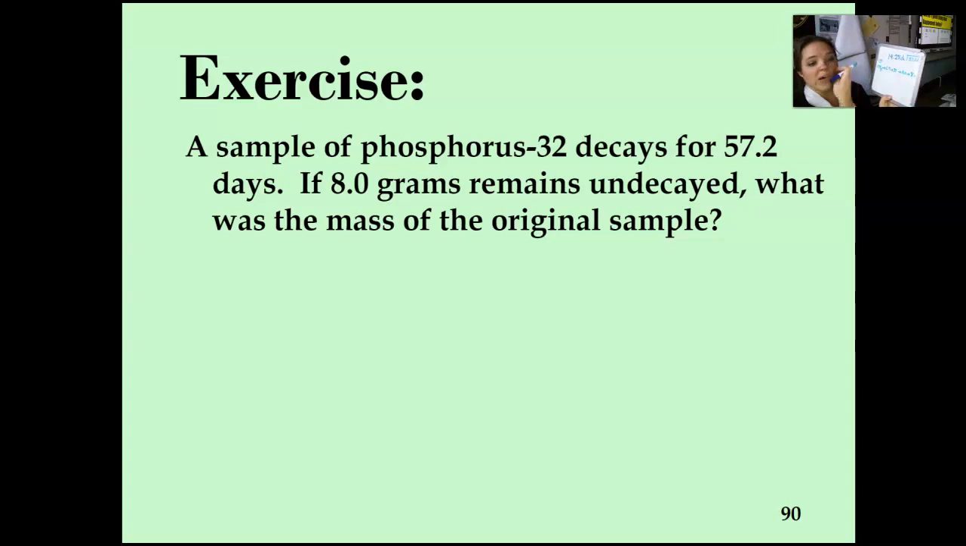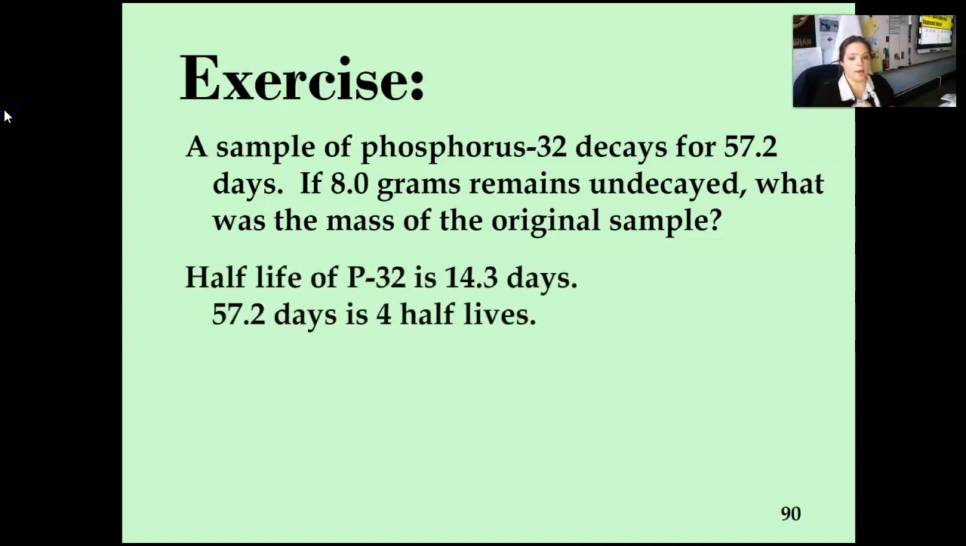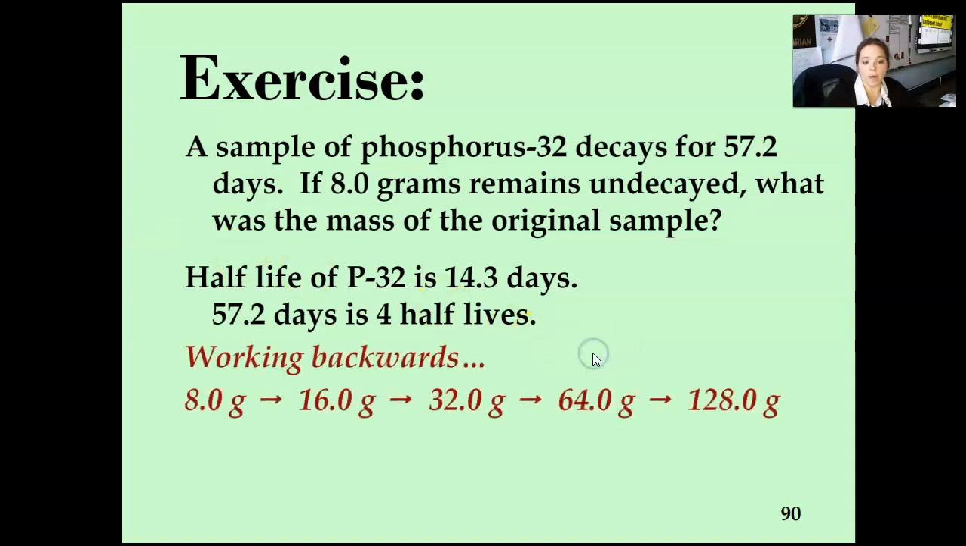So all I did was 57.2 days, divide by the 14.28, which you find on Table N. And I found there's 4 half-lives. I put 4 arrows. I started in reverse with 8, and I multiplied my way back. Okay, let's see if I'm correct. There are 4 half-lives. Working backwards, just like I showed you. Original sample was that.